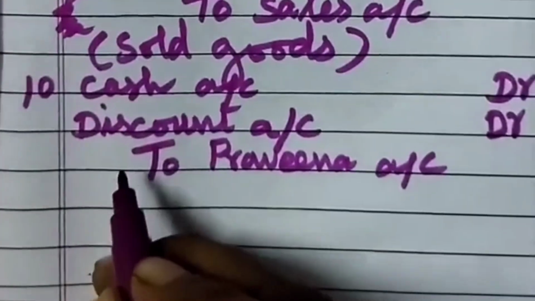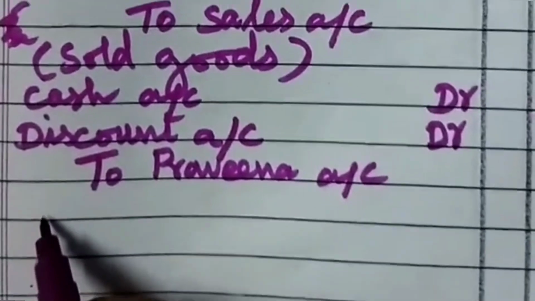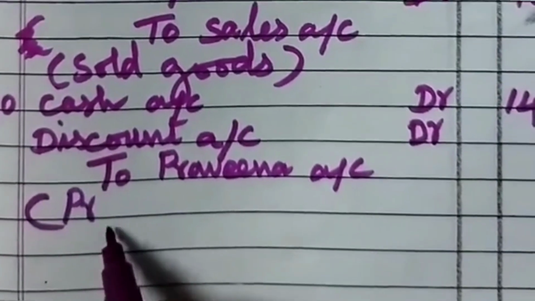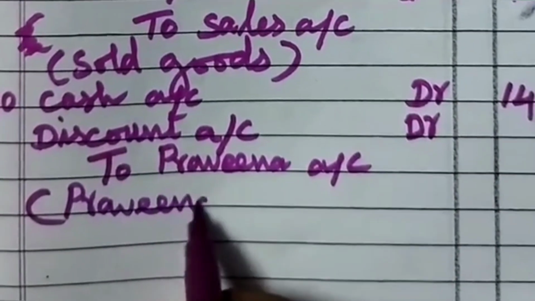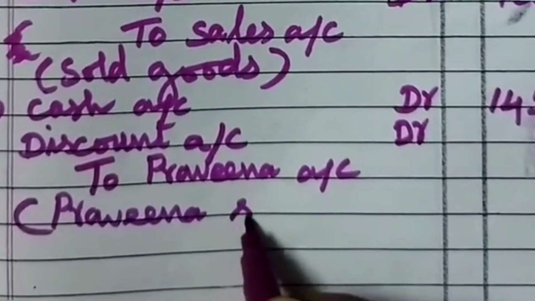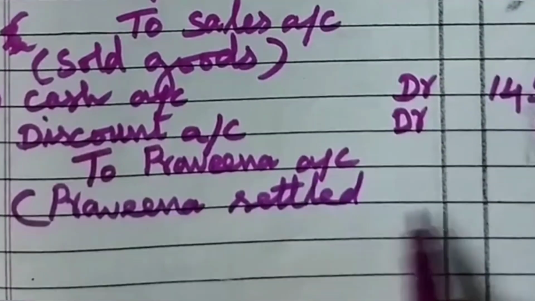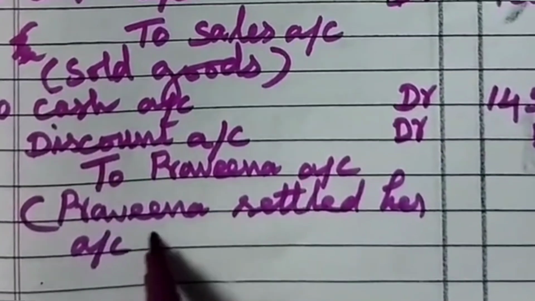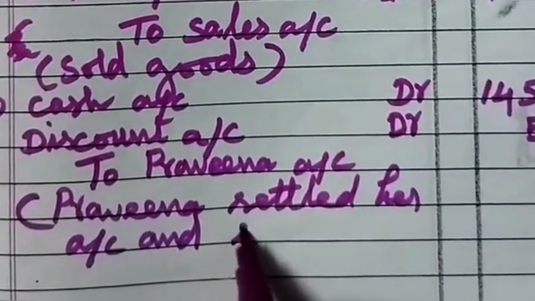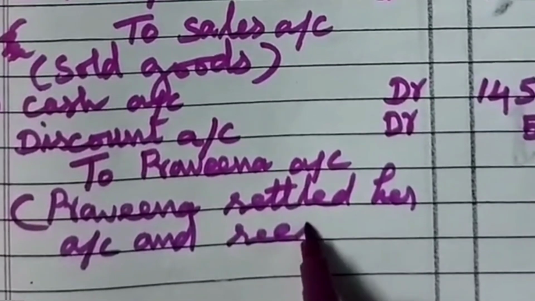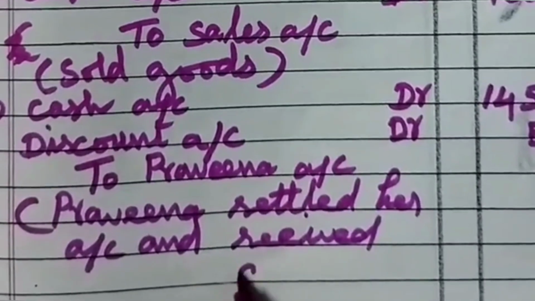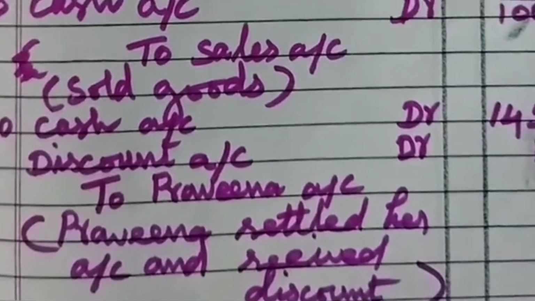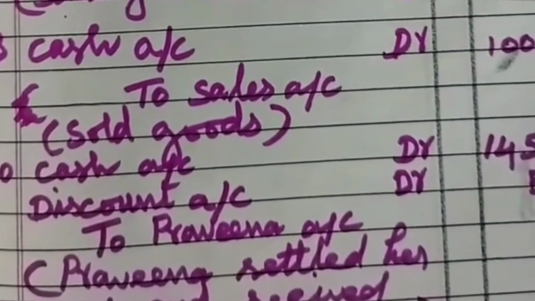So now we can write the narration. What is the narration? Praveena settled her account and received discount. Okay, now we can go to the next transaction.